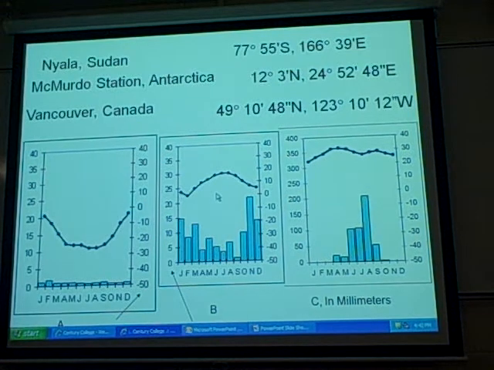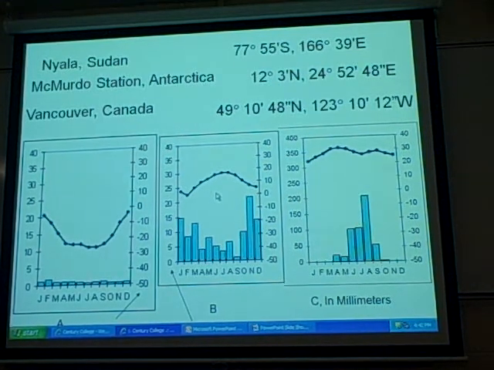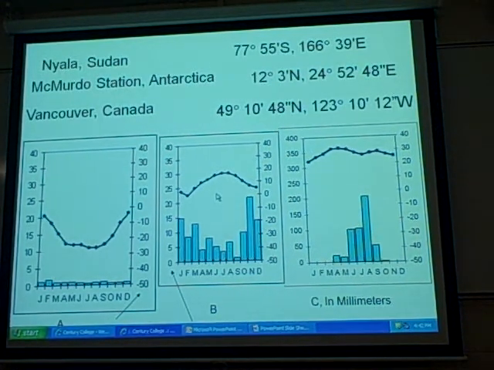So if you look at the one to the far right, that's the warmest. Well, Sudan is in Africa. I think that's going to be warmer than Antarctica or Canada. If you know anything about Vancouver, you'll know there's a lot of rain. You'll see B there in the middle has a lot of rain. And then you'll see the first one there has the least amount of precipitation and temperature. So that's probably Antarctica, right?